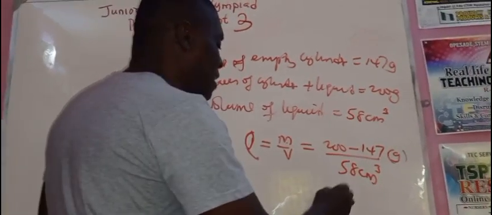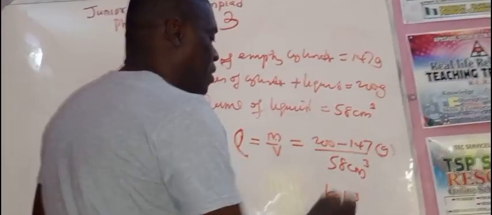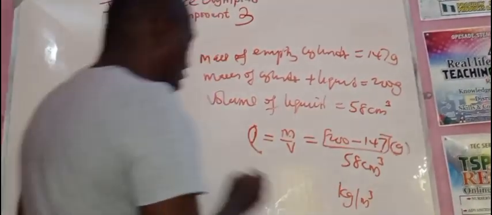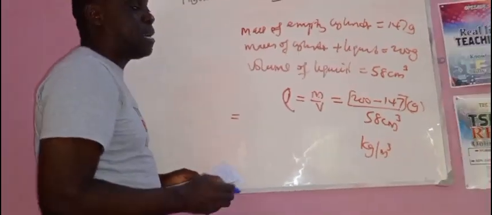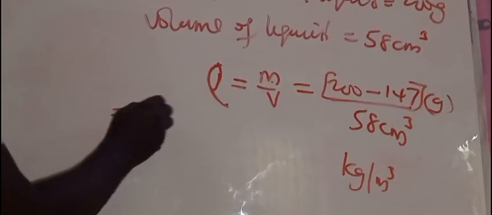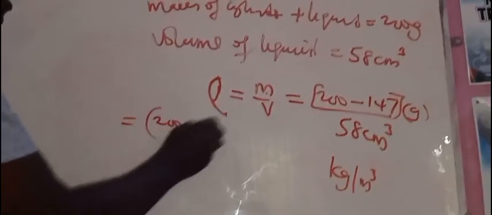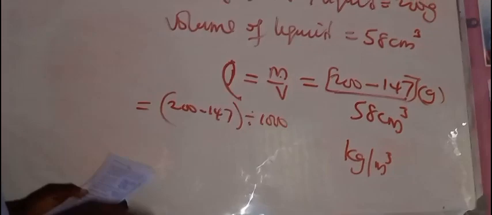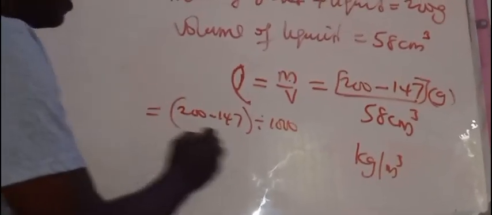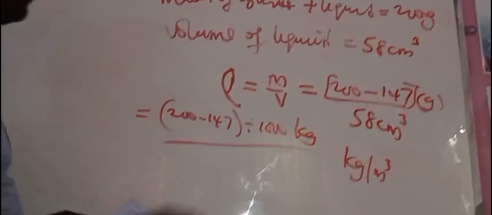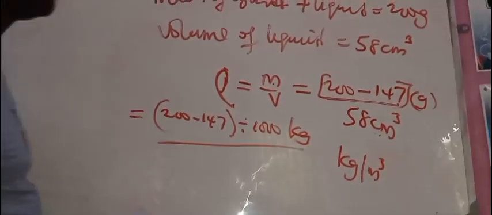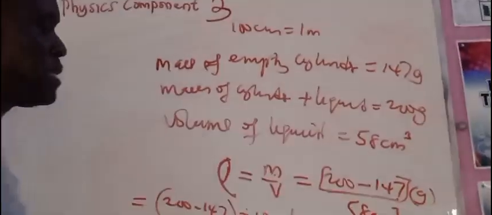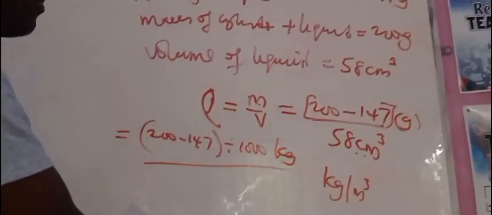But they wanted the answer in kilogram per meter cube. Yeah, do you understand? So after you subtract, to convert from gram to kilogram, you have to divide. So that would be 200 minus 147 divided by 1000, because 1000 gram make 1 kilogram. So if you are going from gram to kilogram, you divide by 1000. So it is now in kilogram, divided by this one supposed to be in meter cube, and we have it in centimeter cube. You remember that 100 centimeter equals 1 meter. So you are going from centimeter to meter, you have to divide.